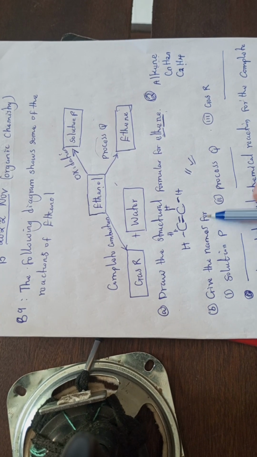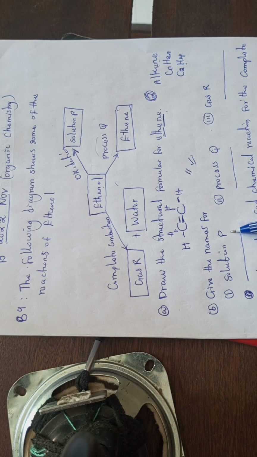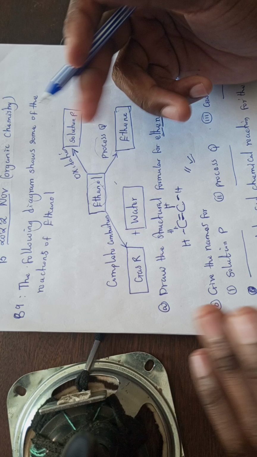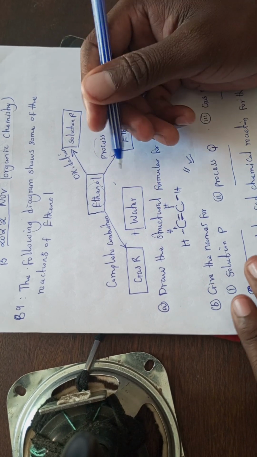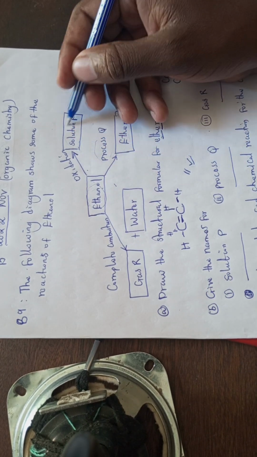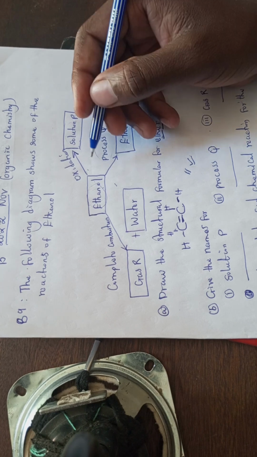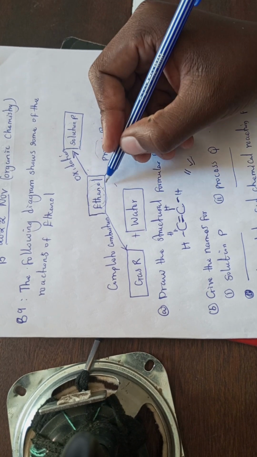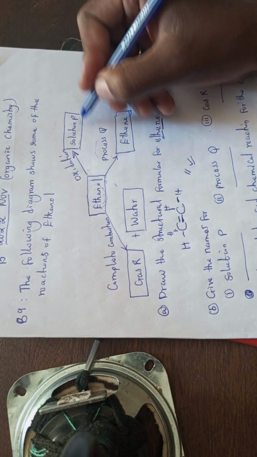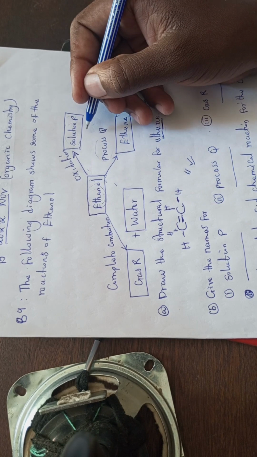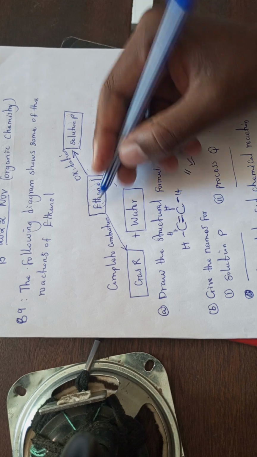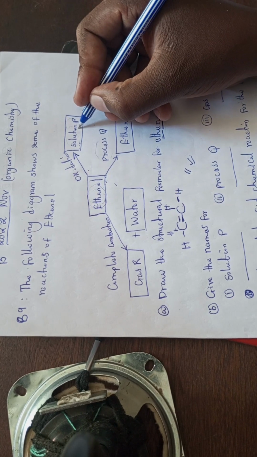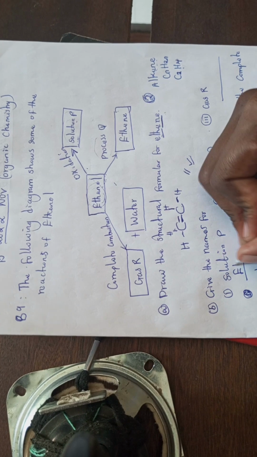Give the name for solution P. The chemical reaction of ethanol is that it undergoes the process called oxidation. This oxidation makes them form a respective acid. Once an alcohol like ethanol has been oxidized, it produces what? A respective acid. So since here it is ethanol oxidizing, we're going to produce what? A solution called ethanoic acid.